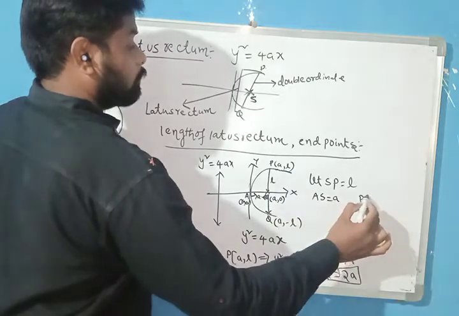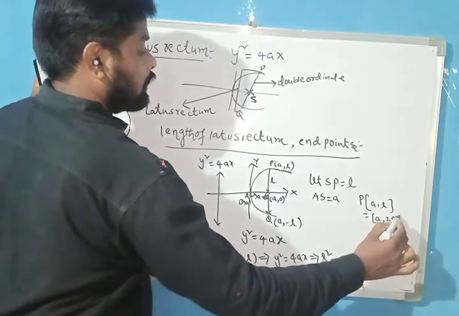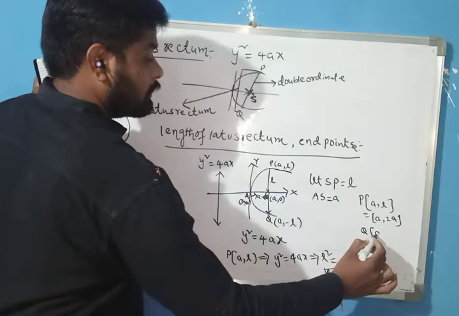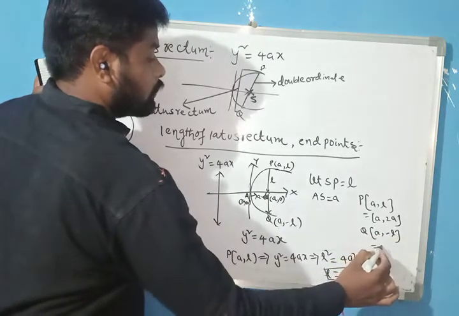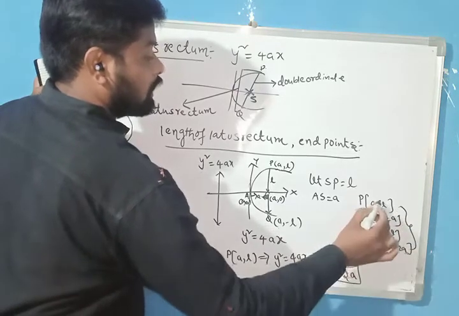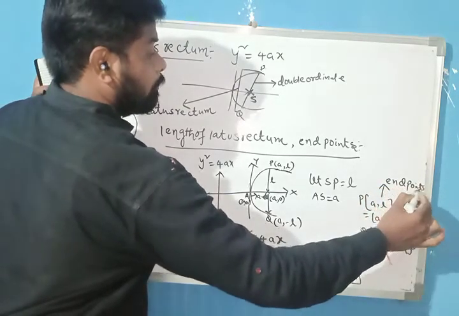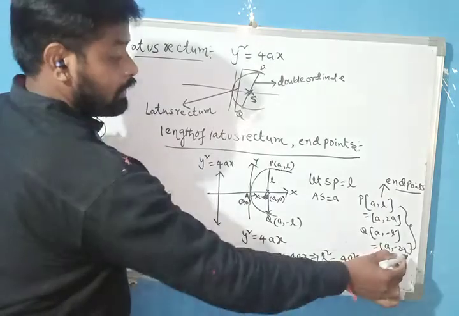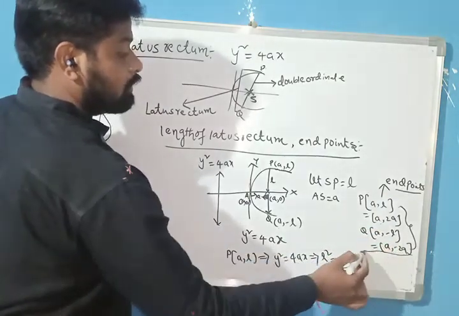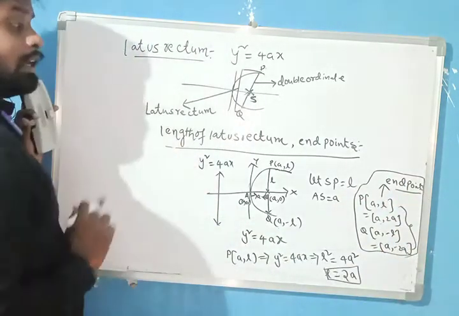Here P, what is the point? A comma L, that is equal to a comma 2a, because L equal to 2a we get. Same process, Q is a comma minus L, then Q is a comma minus 2a. These are P and Q, called endpoints of the latus rectum. That is a comma 2a and a comma minus 2a. These are the endpoints of the latus rectum. But what is the length of the latus rectum?